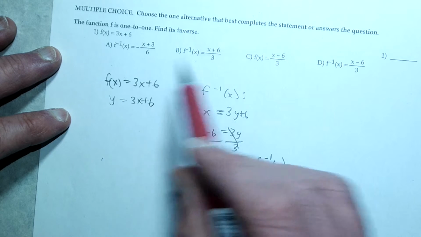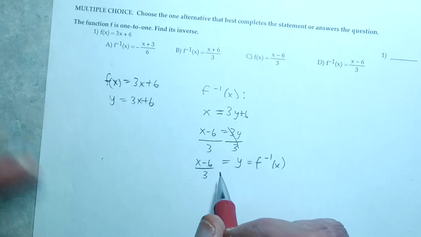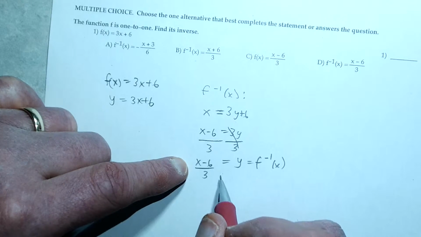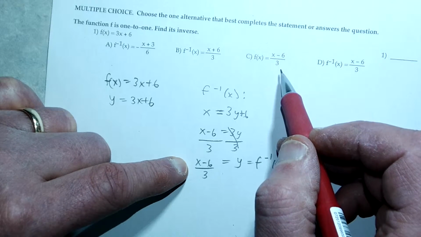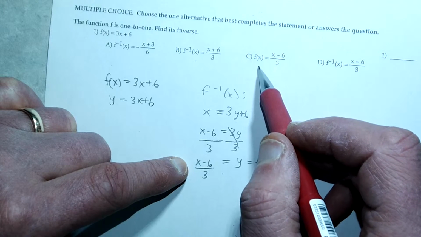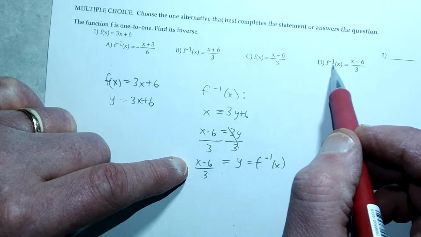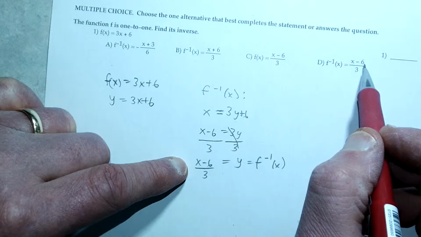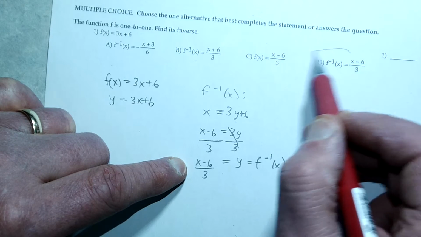By the way, this was a multiple choice question, so let's see if we find the inverse function up there. It looks like it's C. Oh no, that's the wrong notation. It would be this right here. So the inverse function is x minus 6 over 3. So the answer was D.